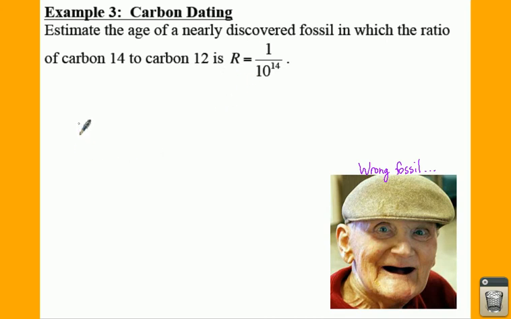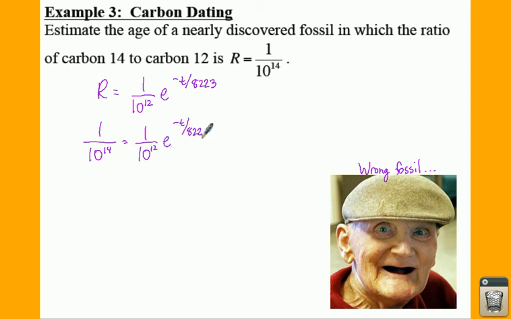Anyway, so what we're going to do is this gives us our R. So if we start off with the equation, R is equal to 1 over 10 to the 12th e to the negative t divided by 8223, then we can substitute this R in here. We can say 1 over 10 to the 14th equals 1 over 10 to the 12th e to negative t over 8223. And if we're trying to solve for t, let's multiply both sides by, instead of 1 over 10 to the 12th, a 10 to the 12th on top.